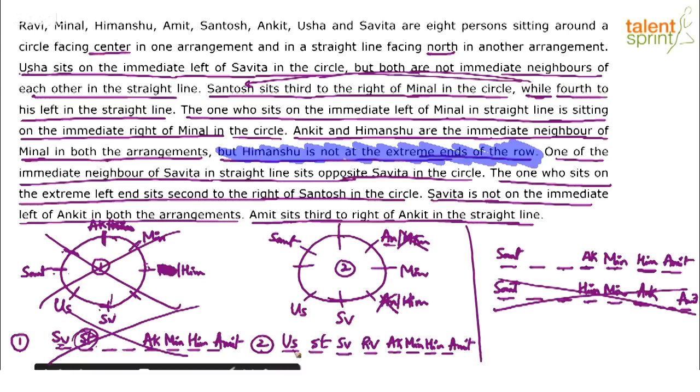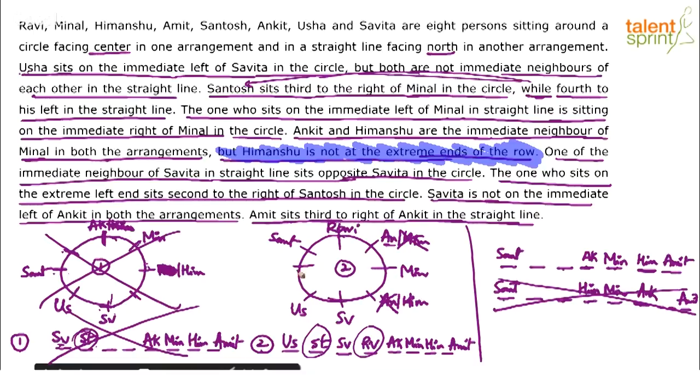Now with respect to case 2, linear arrangement is done. Only circular arrangement has to be completed. Use the same point. One of the immediate neighbours of Savita in straight line sits opposite to Savita in the circle. Now who are the immediate neighbours of Savita here? Santosh and Ravi. So one of these neighbours is opposite to Savita. Already we know that Santosh is not opposite, Santosh is third to the left. So who should be opposite then? Ravi should be opposite. So Ravi comes here.